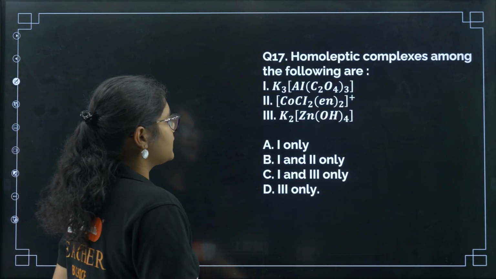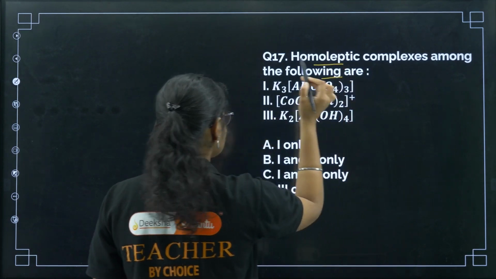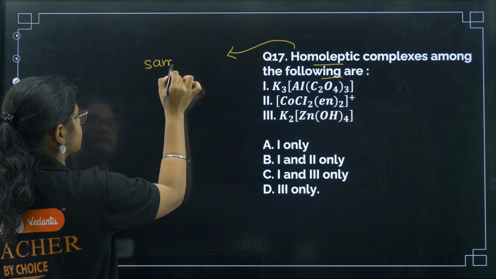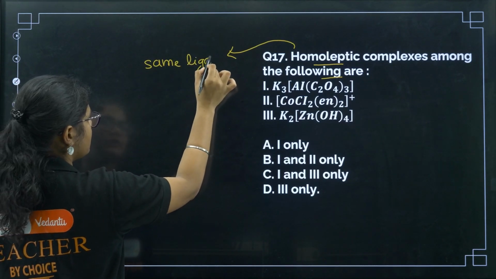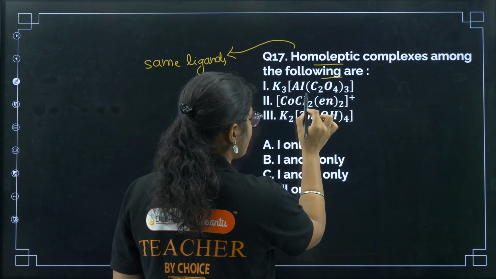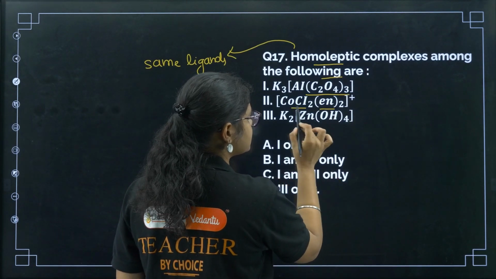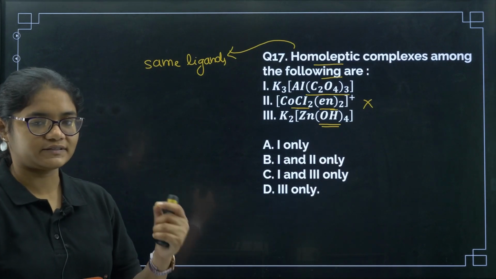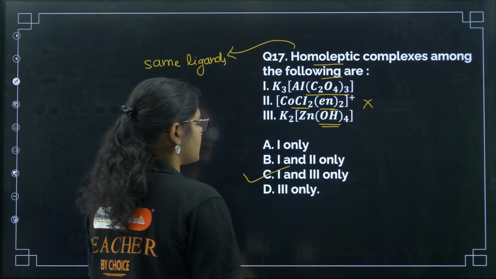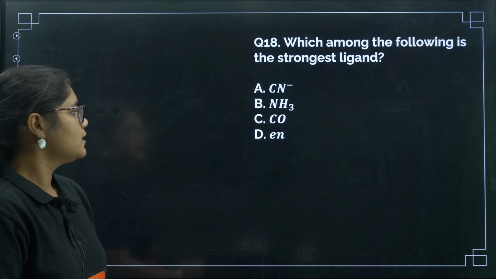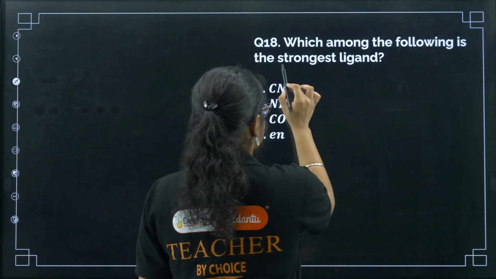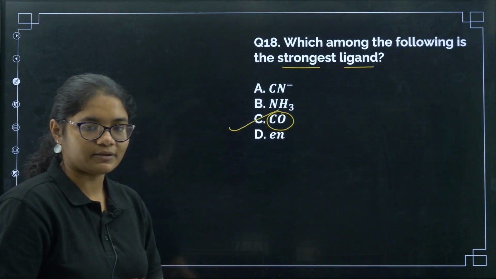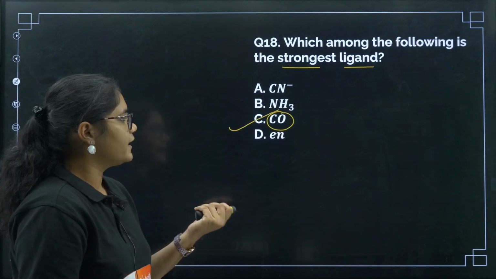Next we have: homoleptic complex among the following. This is also a very easy question. What is a homoleptic complex? Same type of ligands should be there. Here all are the same ligands. Here there is a mixture of ligands, so this is not homoleptic. Here also all 4 hydroxide ions are present. So 1 and 3 will be the correct answer, option number C. Next, which among the following is the strongest ligand? CO is the strongest ligand. If you have learned the spectrochemical series, option number C will be the correct answer.